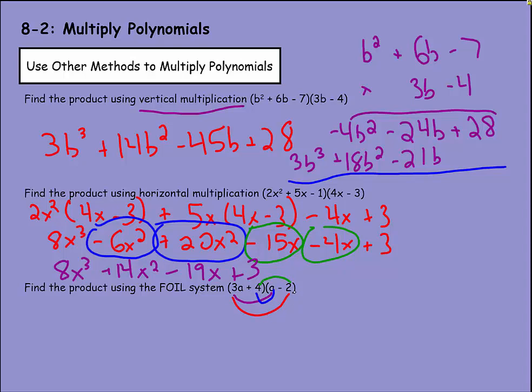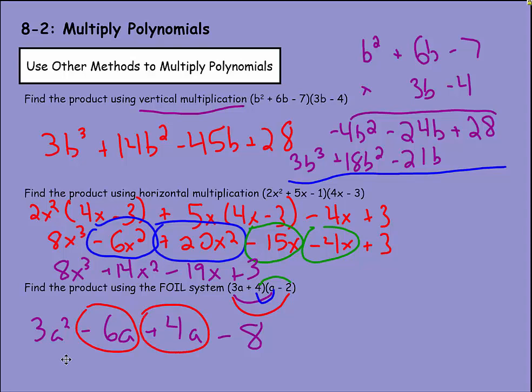Front, outer, inner, last. So as we do the front one, we have 3a times a, which is 3a squared. The outer would be 3a times negative 2, that's minus 6a. The inner, I have positive 4 times a, that'd be plus 4a. And then the last, I'd have positive 4 times negative 2, that's minus 8. I then can simplify these. So for an answer, I'd have 3a squared minus 2a minus 8.